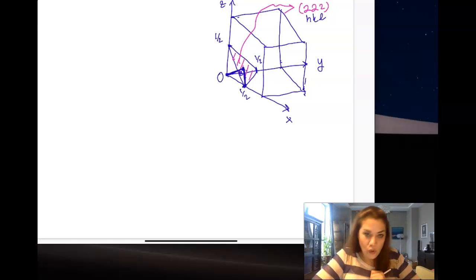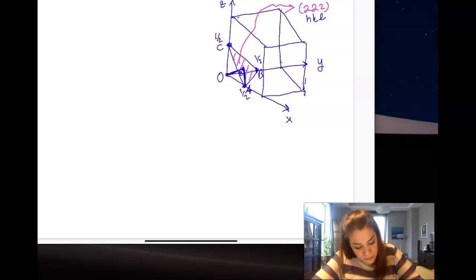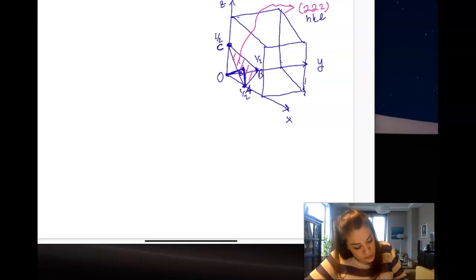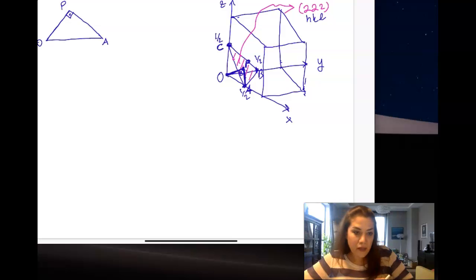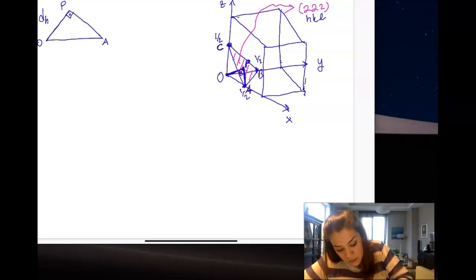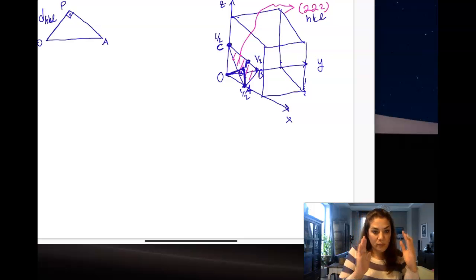If I call this an origin point O, this point A, the intersection with Y B, and the intersection with Z C, let's draw the specific geometries here. Let's call this center P. If I draw the OPA triangle, O to P is my vector that is perpendicular to it, and that's the distance between the HKL planes. That's what I want to measure, right? That vector's length.